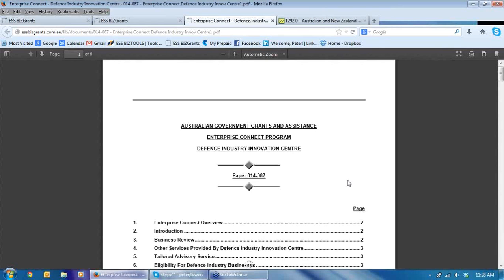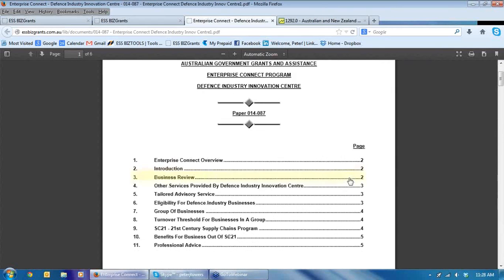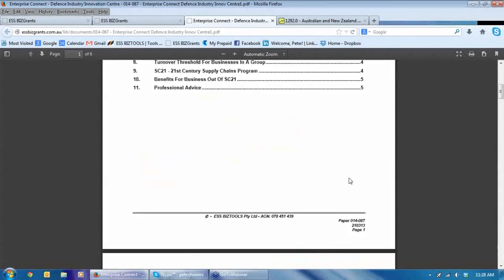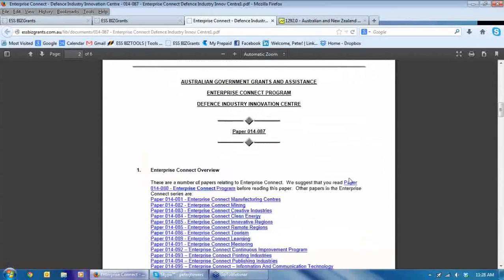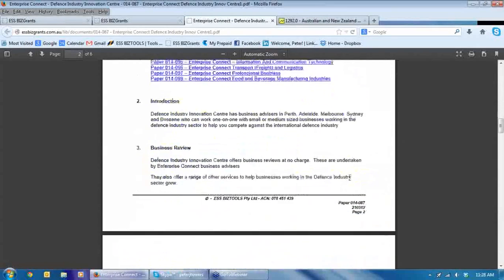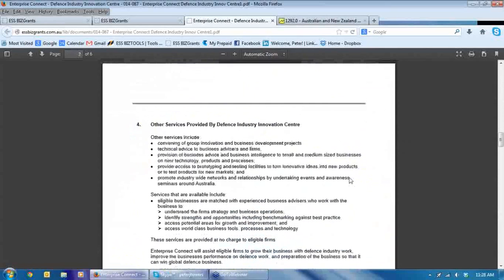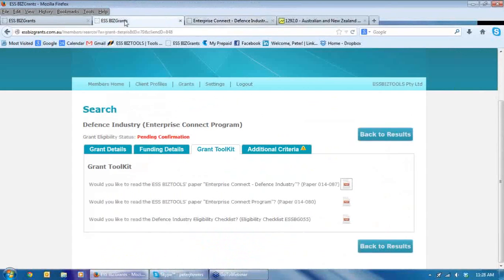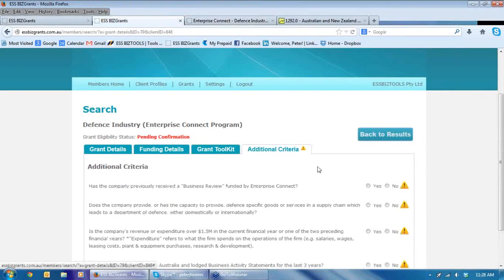So this first one is a paper on how Enterprise Connect operates. If you or your colleagues wanted to know more about how this grant works, you could read that before your client comes in, or you could print this for the client so the client could read it so that they have a clear understanding of the system. There are also some other notes there which you also might find interesting.